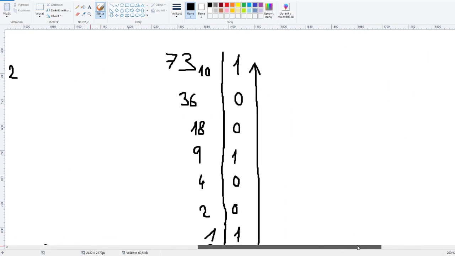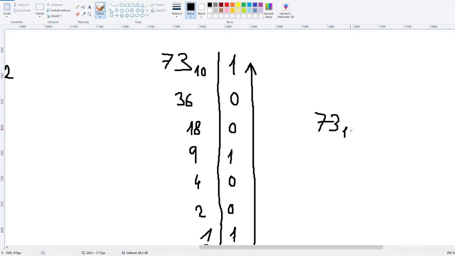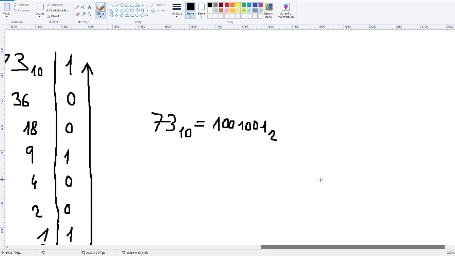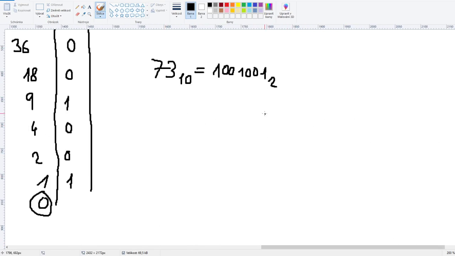And now we can just write down that 73 in decimal means 1001001 in binary. We can also try it the other way. This is 1 plus 2, 4, 8, 16, 32, 64. I'm just multiplying by 2 every time I move 1 to the left, and this yields 73. So indeed, this number means 73 in decimal.